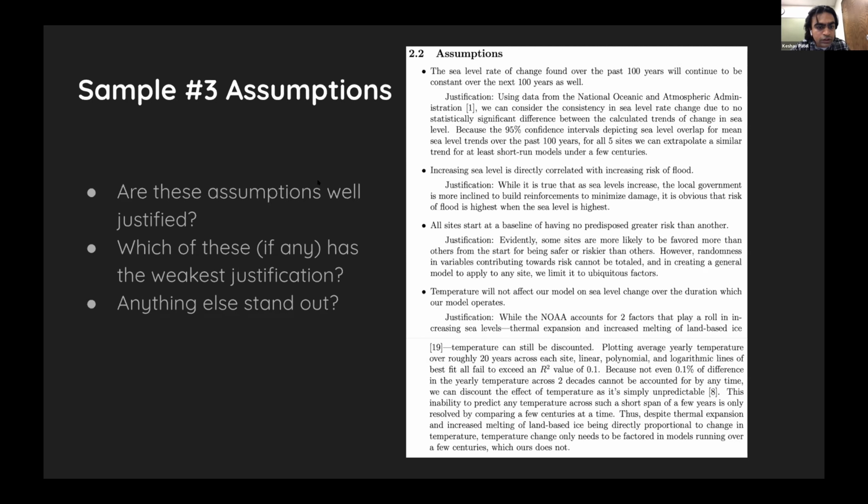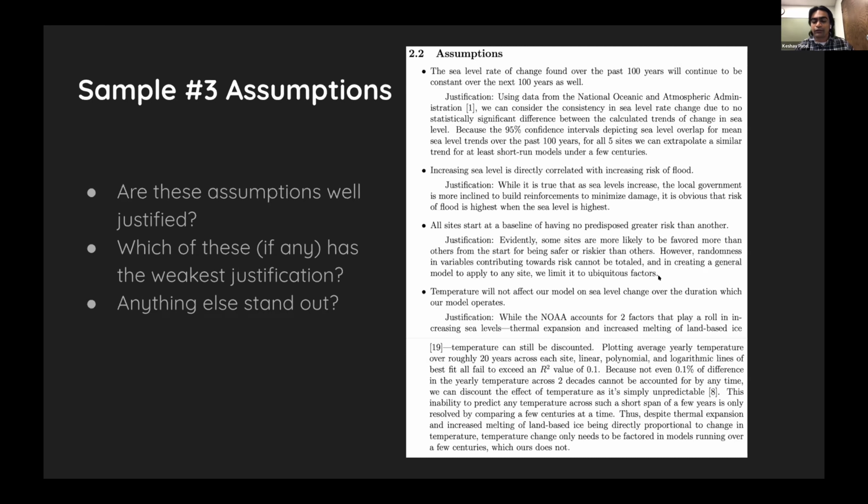Let me know. I got another question in the chat. Can you please explain the justification for the third one? Let me make sure. Evidently some sites are more likely to be favored more than others from the start for being safer or riskier than others. However, randomness and variables contributing towards risk cannot be totaled. And in general, in creating a general model to apply to any site, we limit it to ubiquitous factors.